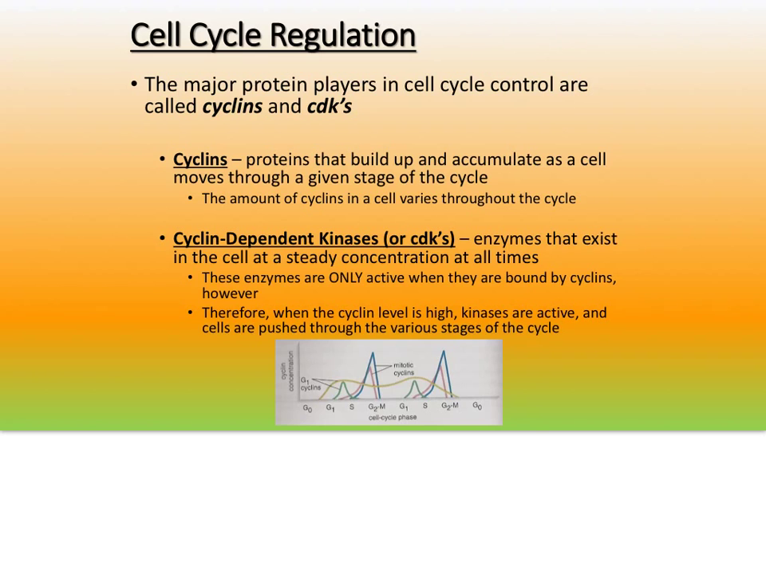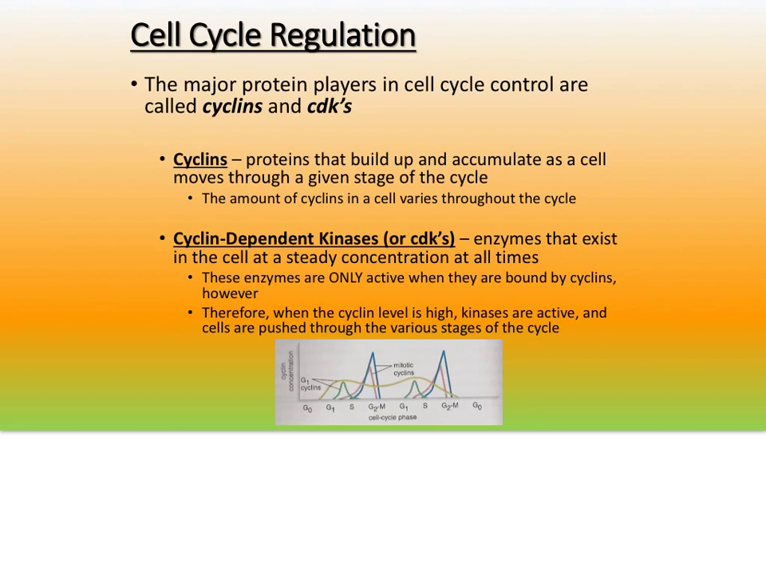Now, the last thing we have here is a little detail about how these checkpoints work. Now again, this is just barely skating the surface of this. There's a lot of detail involved here. But I want you to recognize two different types of protein that are involved in these checkpoint controls. And they're called cyclins and CDKs.